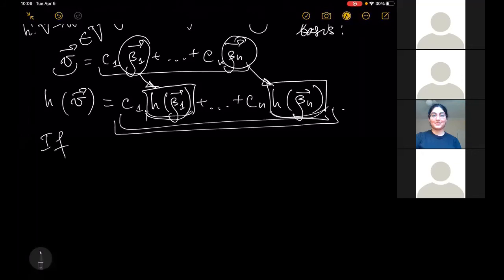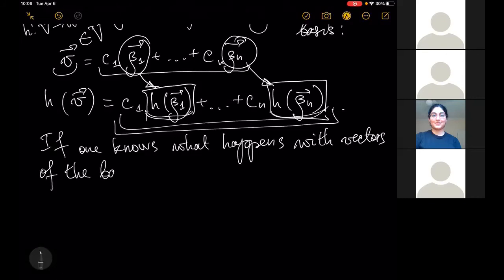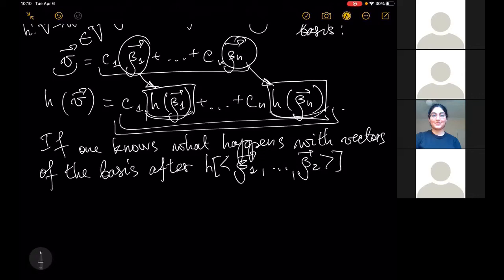So in other words, if one knows what happens with the vectors of the basis after the homomorphism, or you can say H applied to the corresponding basis, you know the results of applying the homomorphism to the vectors of the basis.